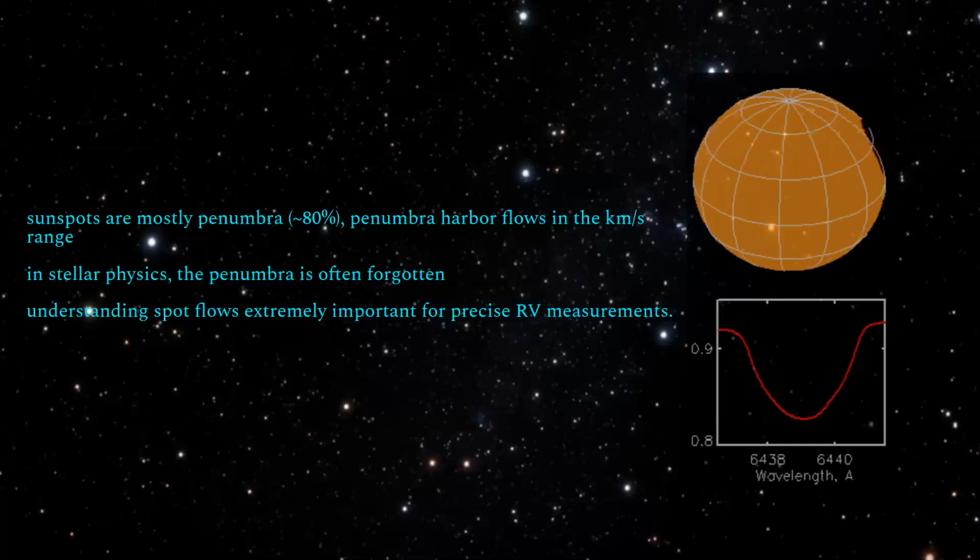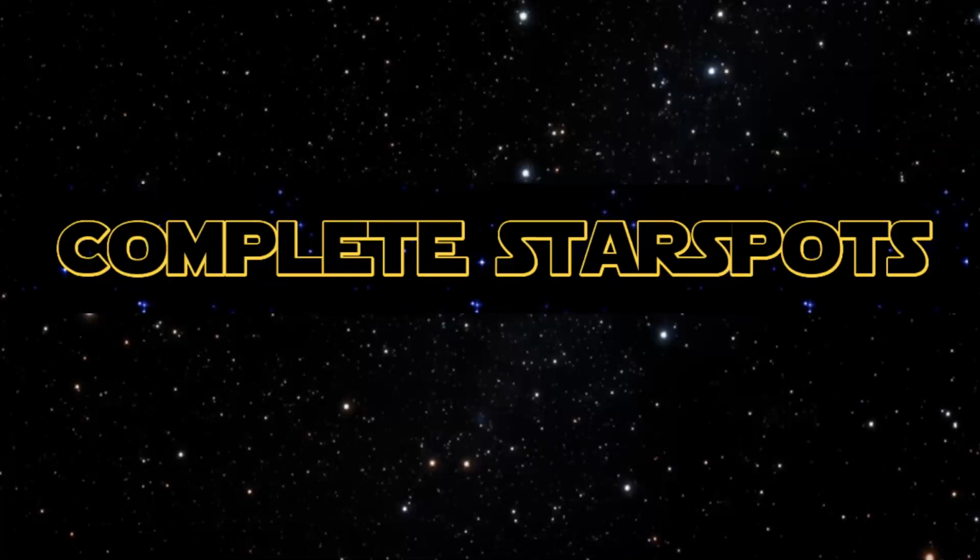And also because the penumbra is harboring flows in the kilometer per second range, those of you who are interested in detecting exoplanets with precise RV measurements, this is very important, because penumbral flows which might not be line of sight at the disk center, when they move towards the limb, these kilometer per second flows will have an effect on the line of sight velocities. So this led me to compute complete star spots.